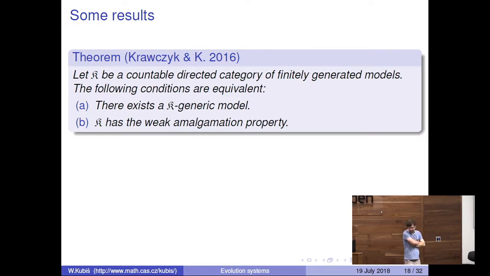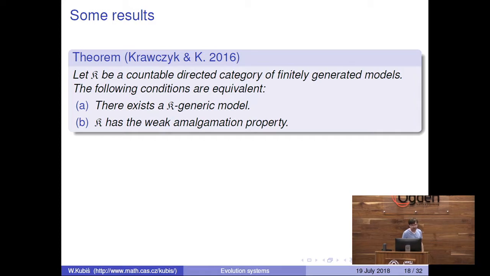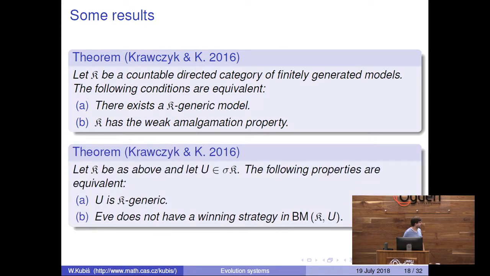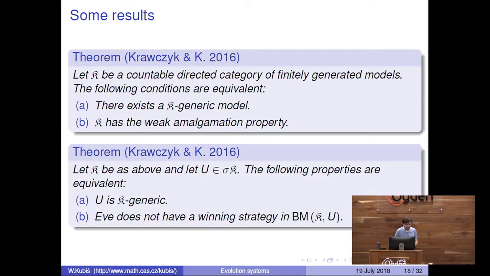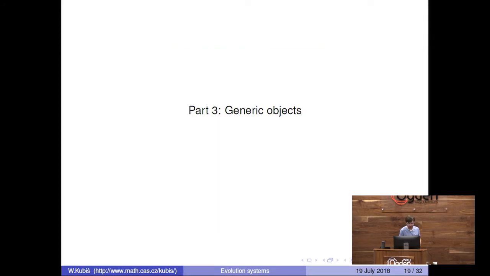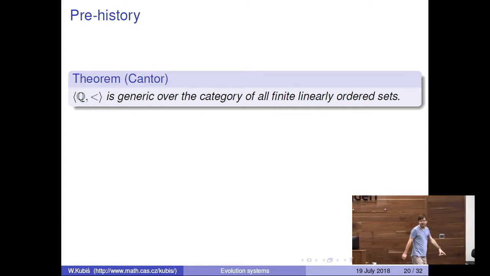But in any case, in this particular setting, the result is that the weak amalgamation property is the minimal requirement which works, and moreover, the game is determined. Either there is this generic object or the other player always wins. Fine, I have some 15 minutes, I should speed up. Yeah, examples of generic objects, that's the point.